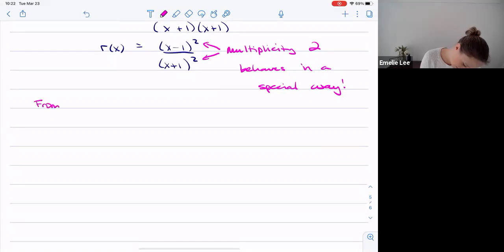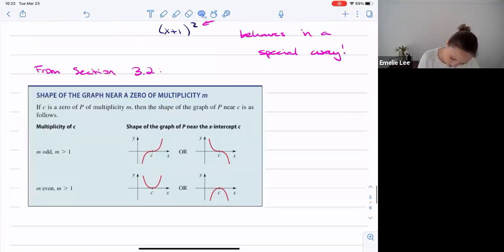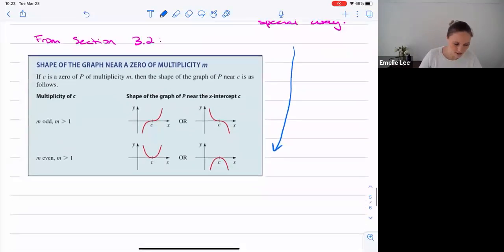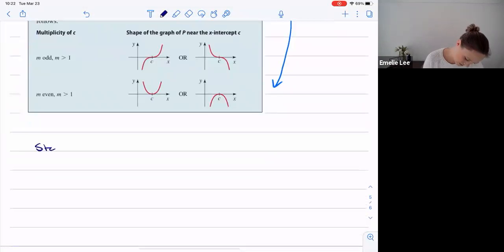And this is from section 3.2. We have this, right? And so here, we're going to have this bounce off the x-axis situation. So let's just keep going through the steps, remembering that we have this multiplicity and it's going to be a little bit special. So step 2 is our intercepts.